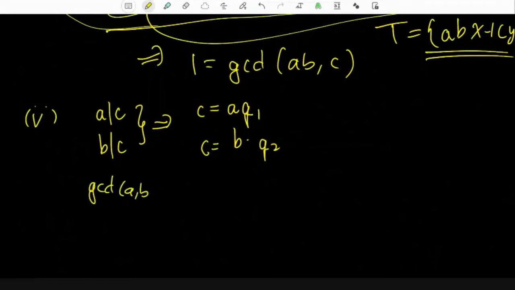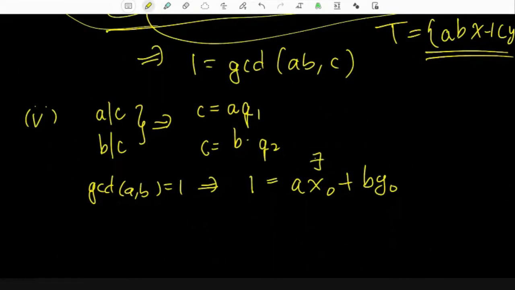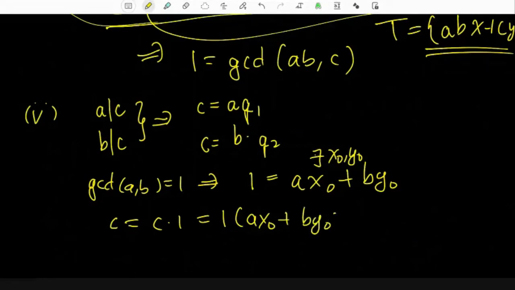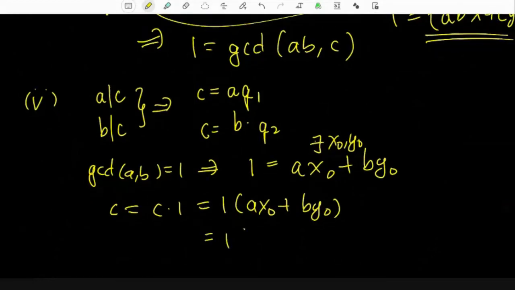GCD ng A, B equals 1, then pwede mong isulat si 1 as linear combination AX0 plus BY0. There exists, ibig sabihin niyan, makakakita ka, fix na yung X0, Y0 para doon sa 1 na yun. So there exists X0, Y0 such that 1 can be written as AX0 plus BY0. Okay. So, pagsamahin natin yung dalawa. C muna is equal to C times 1. Pero, ang 1, in-express natin as AX0 plus BY0. Right?